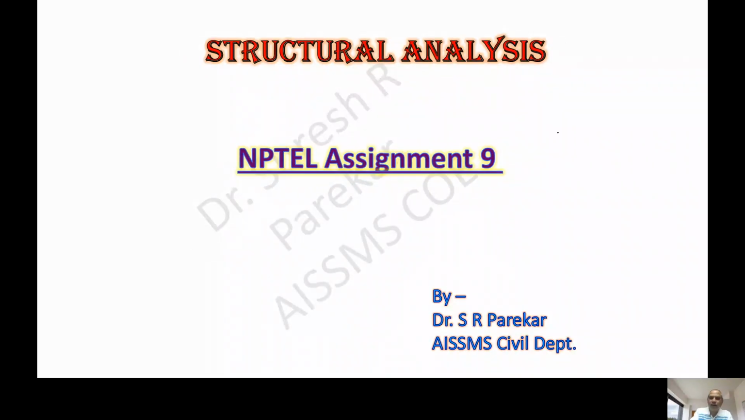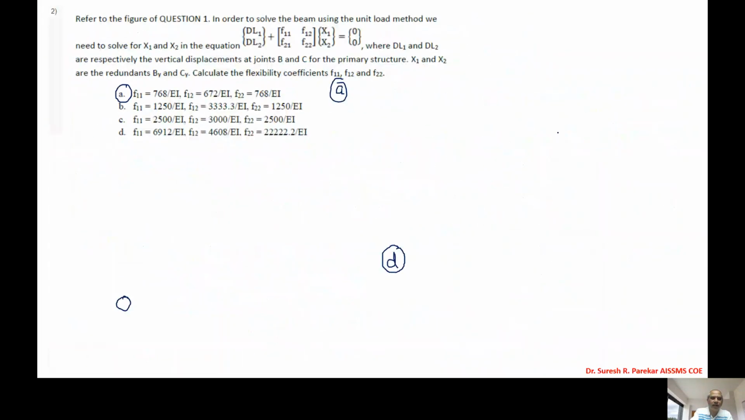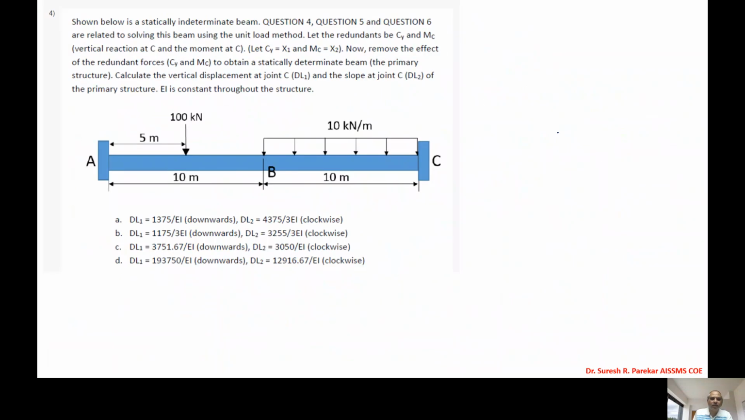Good evening. Now we will go with the fourth problem, that is on NPTEL assignment number 4. We have to solve this question, and here we have Cy as x1 and MC as x2. These are considered as redundant forces: the vertical reaction at C and the moment at C.